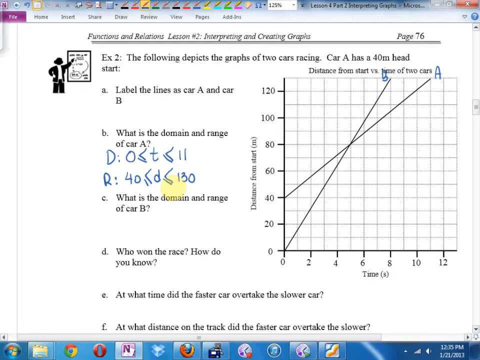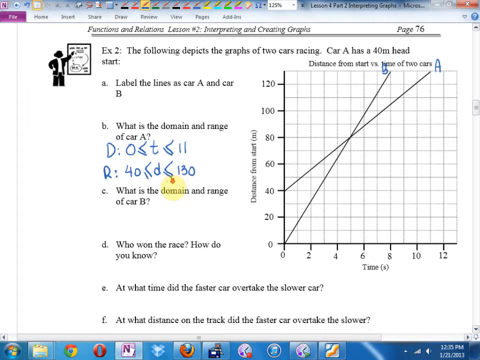Eventually, you'll look at some where it doesn't quite touch, say, the 130. It gets closer and closer, but you can tell it's veering off. We'll have to deal with that differently. Try doing the domain and range of car B on your own. I won't freeze the screen. You can look up if you need to, but see if you can figure it out yourself. Car B.